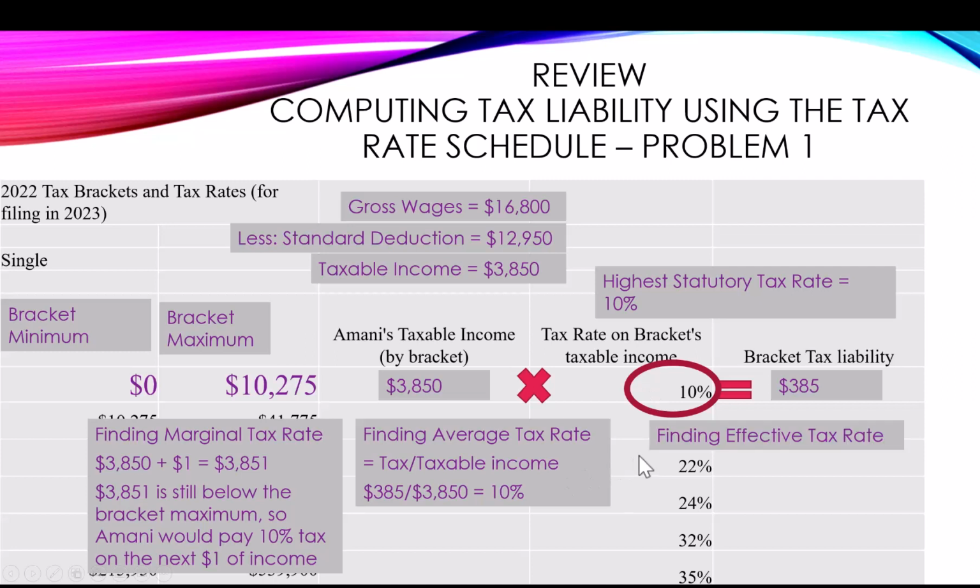Finally, we found the effective tax rate. The effective tax rate is the tax divided by the gross income. In this case, we would again take our $385 of tax and divide it by the gross income, which in the first problem was $16,800. And we find that the effective tax rate is 2.29%.